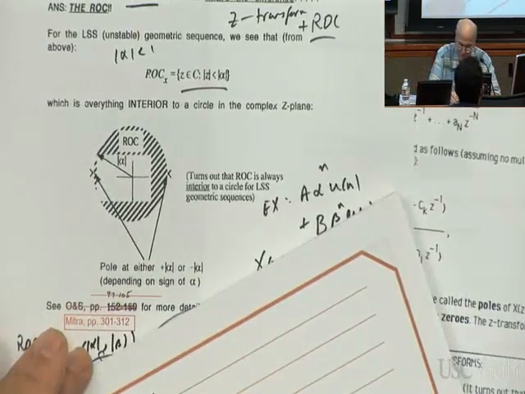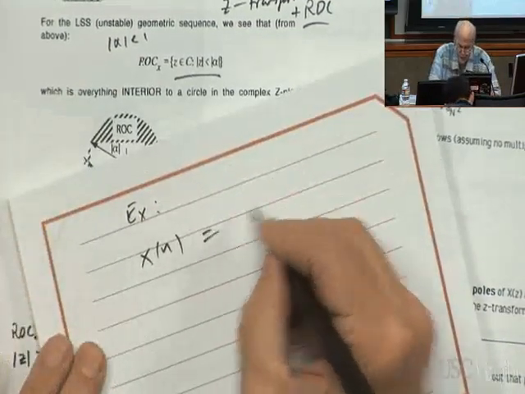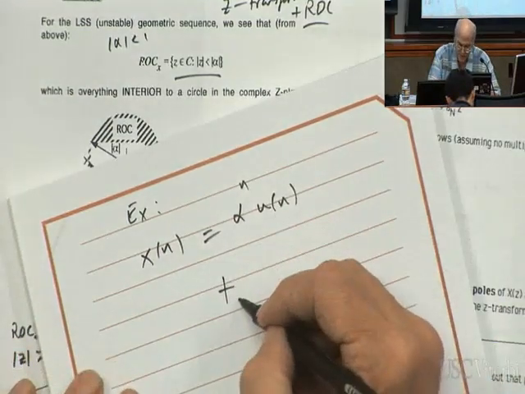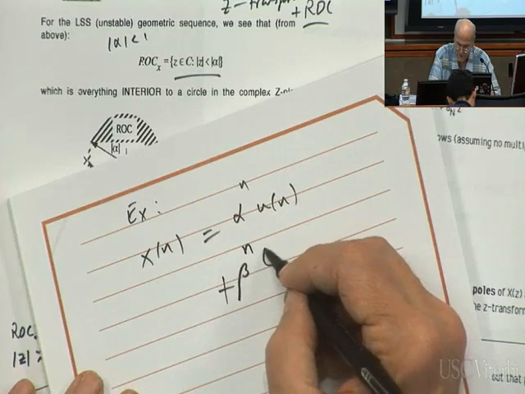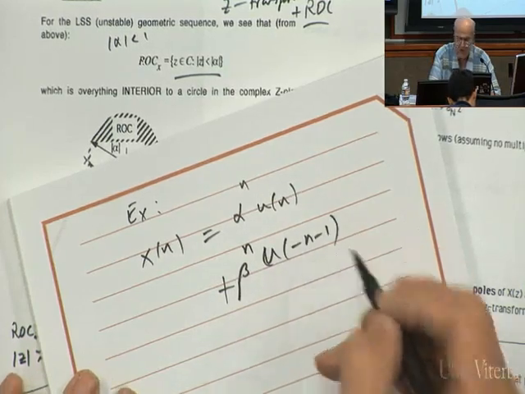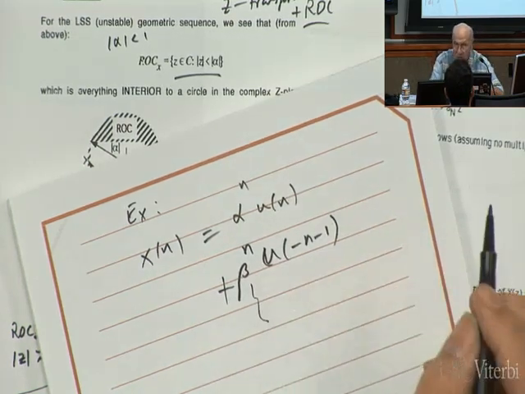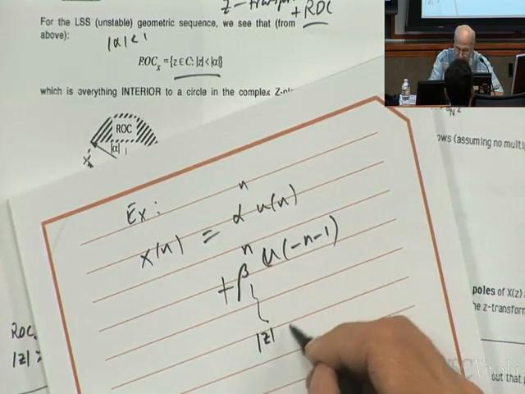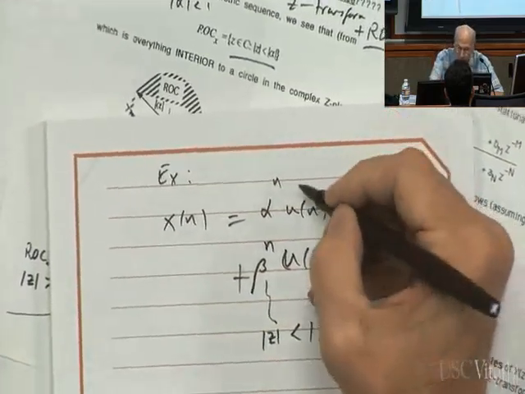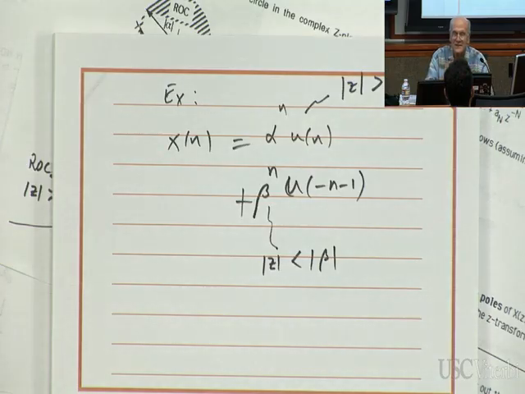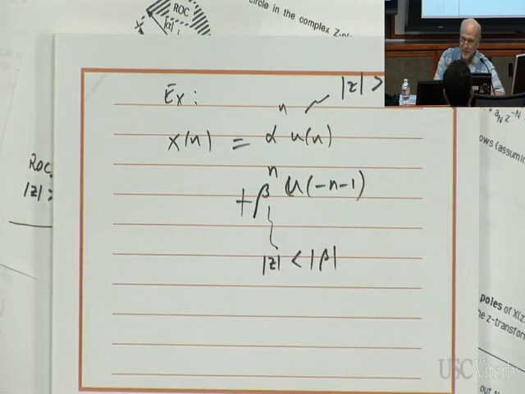Example: x[n] equals alpha to the n u[n] plus, I don't know, let's say beta to the n times u[-n-1], something like that, you're asking. What would be the region of convergence for that? We'll come back to that. Because for this one to converge, we saw that the magnitude of z is less than the magnitude of beta. For this one to converge, the magnitude of z must be greater than the magnitude of alpha. Kind of see what's happening here. There is a case where both of those can be satisfied simultaneously.